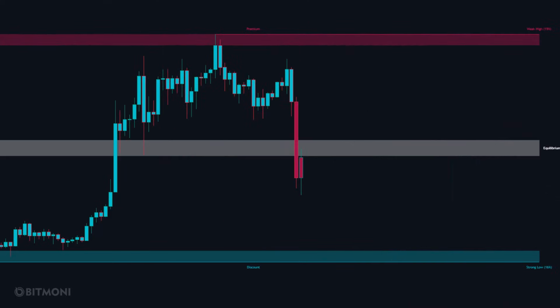Another valuable feature of this indicator is the visualization of premium and discount zones. This tool helps traders quickly assess whether an asset is currently undervalued or overvalued relative to its recent price range.